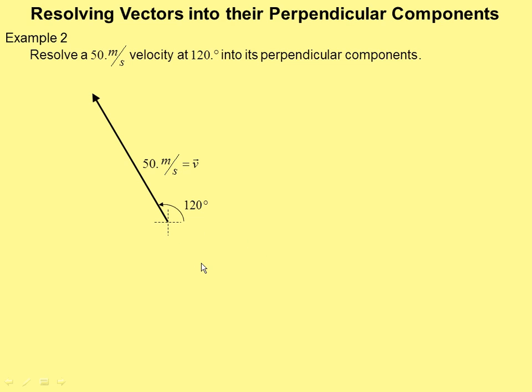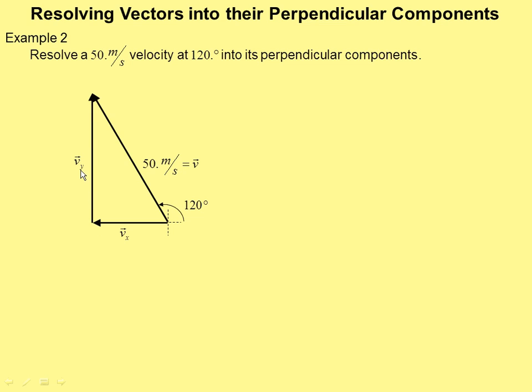Right, so notice v sub x. This is the horizontal component of the velocity. Then draw the vertical component starting from the head of the horizontal. So in that case, that's going to be up. So this is the vertical component of the velocity.